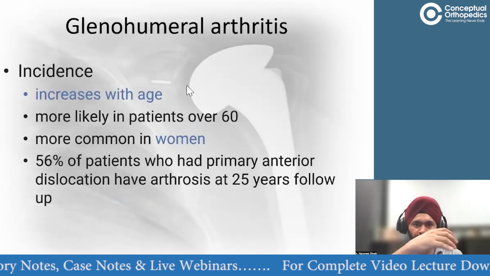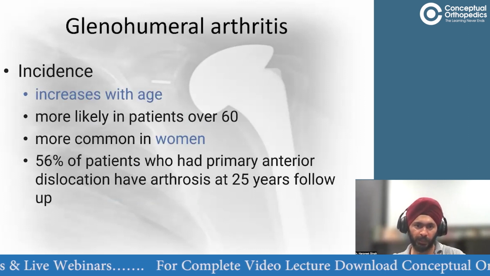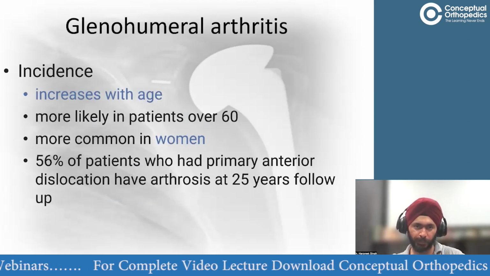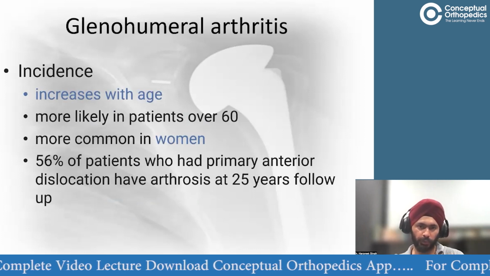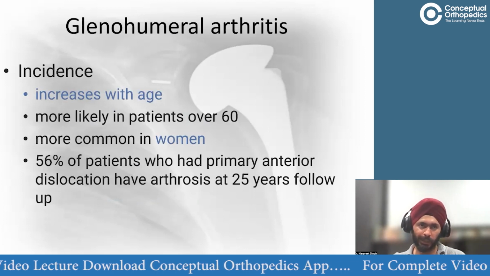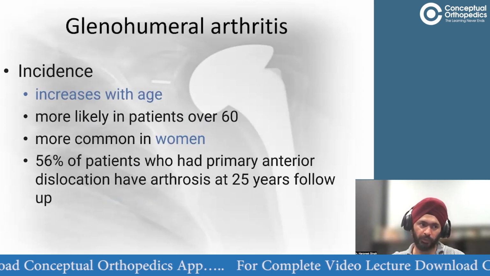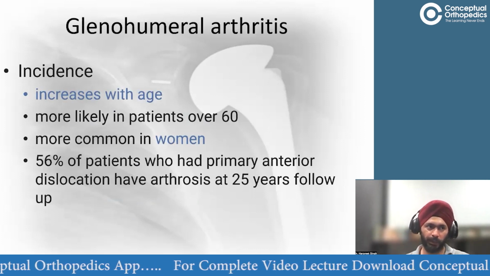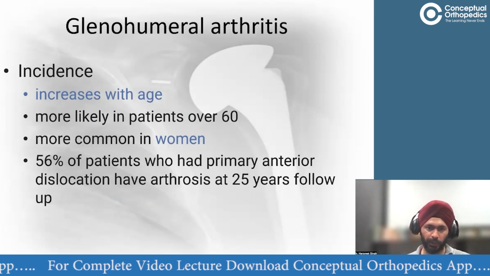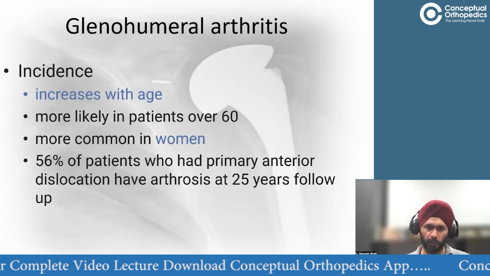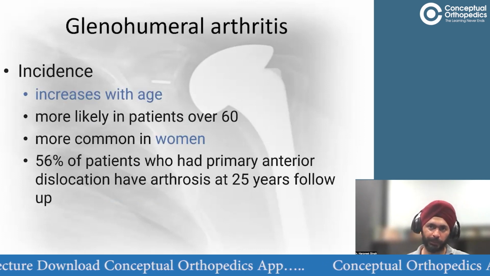So, glenohumeral arthritis, as with any form of arthritis, the incidence increases with age. It's more common in women. If I look at my own incidence of doing shoulder arthroplasty, easily by at least 5:1 is the ratio of women who get themselves operated for shoulder arthritis than men. So quite a number of women, and it's more common in patients who have had shoulder instability.